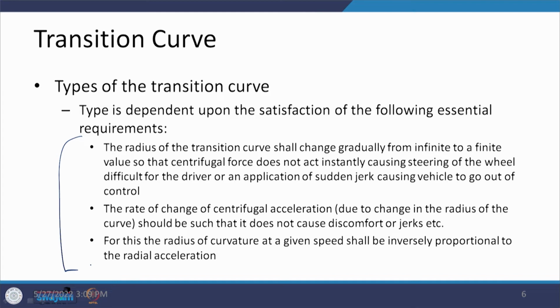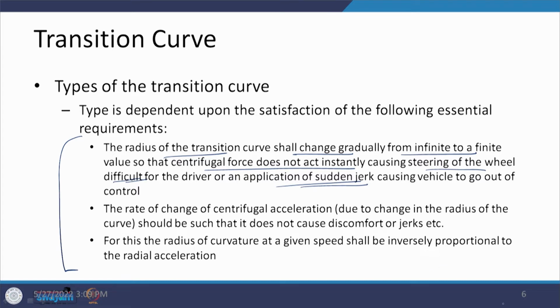Now, what can be the types of a transition curve? When we talk about the various types of transition curves, any one or all of those should try to satisfy a few things, which are given here. The radius of the transition curve shall change gradually from infinite to finite value, so that the centrifugal force does not act instantly and does not make steering of the wheels difficult, or apply a sudden jerk which causes the vehicle to go out of control. So, this is the very first thing: a gradual introduction of the radius from infinite to a finite value.